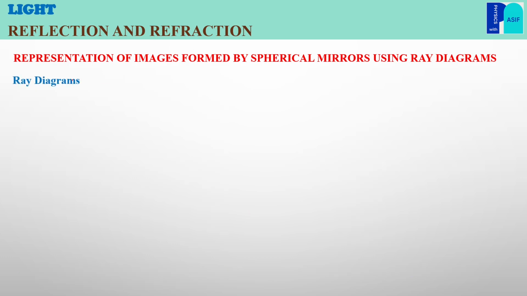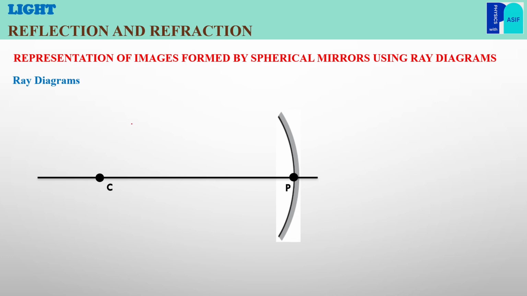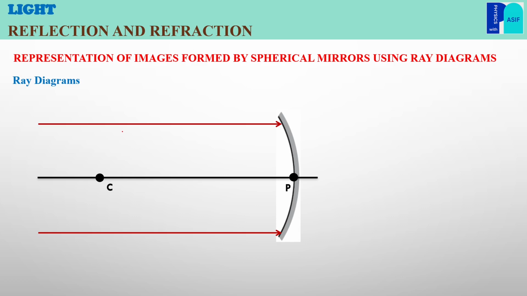Now we draw the ray diagrams to understand how a concave mirror forms images when the object is placed at different positions in front of it. First we draw the concave mirror and mark the pole of the mirror, that is P, and the center of curvature of the mirror, that is C, and the line passing through these two points is the principal axis. We consider the object at infinity, with rays coming from infinite distance. They are parallel to the principal axis, and we consider two such rays. These two rays are incident on the reflecting surface of the concave mirror, and after reflection they pass through the principal focus, that is, the image is formed at the principal focus of the concave mirror.